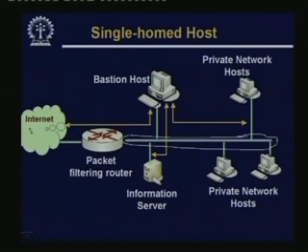So if the outside world, some node out there, wants to access a web page, first the request will come to the Bastion host, the Bastion host will forward it to the information server, then again the reverse path will be followed. So a similar thing will happen if an outside node wants to send some data to the internal host or vice versa. These requests have to go through the Bastion host. There is no direct path which will be allowed, right.